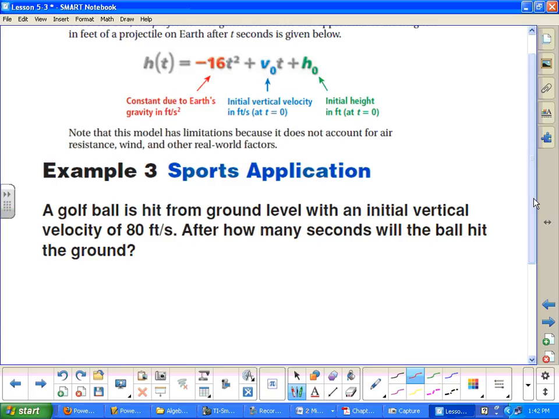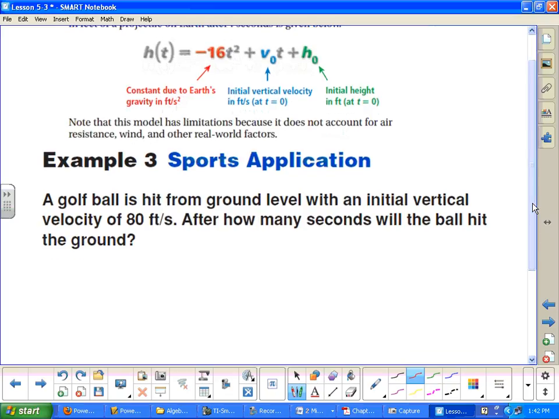So it says a golf ball is hit from ground level. What does that tell you? Okay, h is 0. With an initial vertical velocity of 80 feet per second, after how many seconds will the ball hit the ground? So we know that h sub 0 is equal to 0, and v sub 0 is equal to, is this a plus or a minus 80? Okay, it's a positive 80, right?